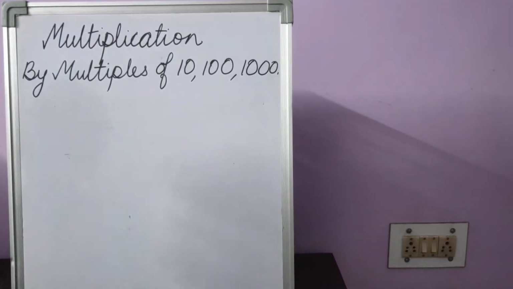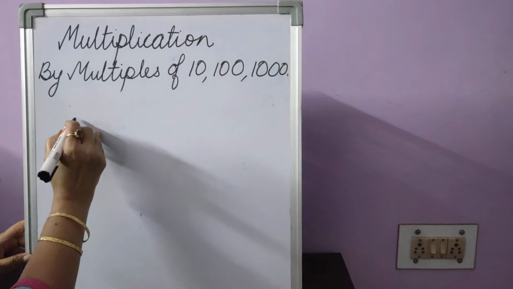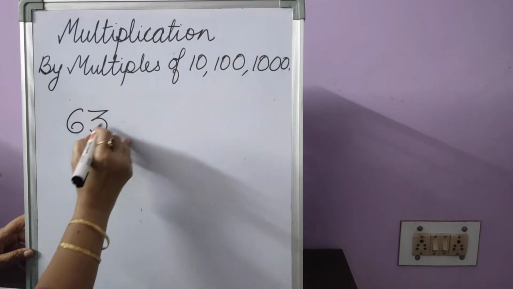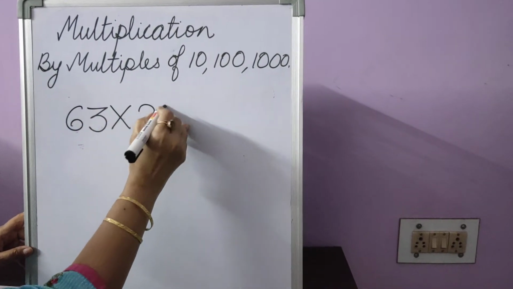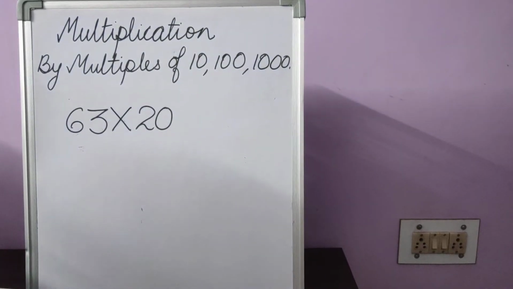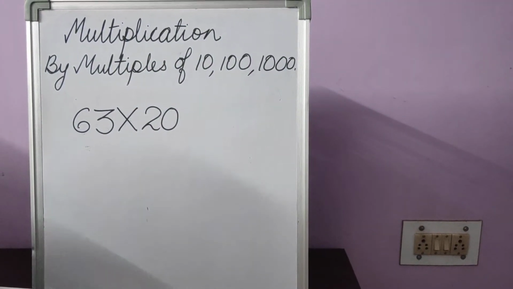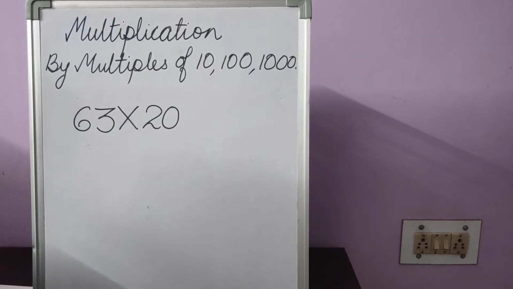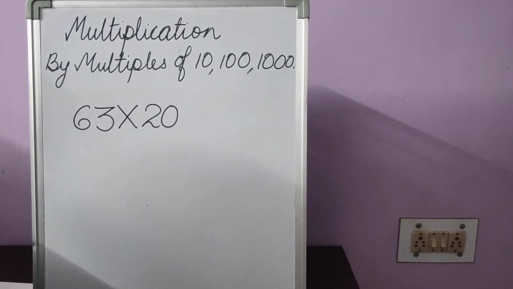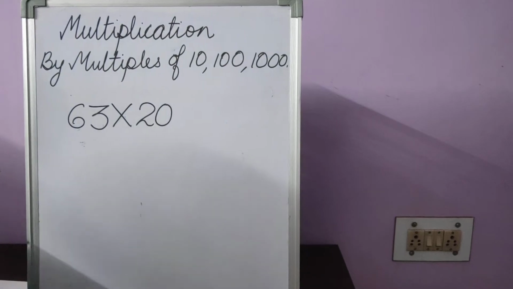For example, if you have the sum 63 multiplied by 20. Now pay attention. 20 of course is a multiple of 10. Now I shall be showing you two methods to do this. The best method to use is the first method that I am showing you.